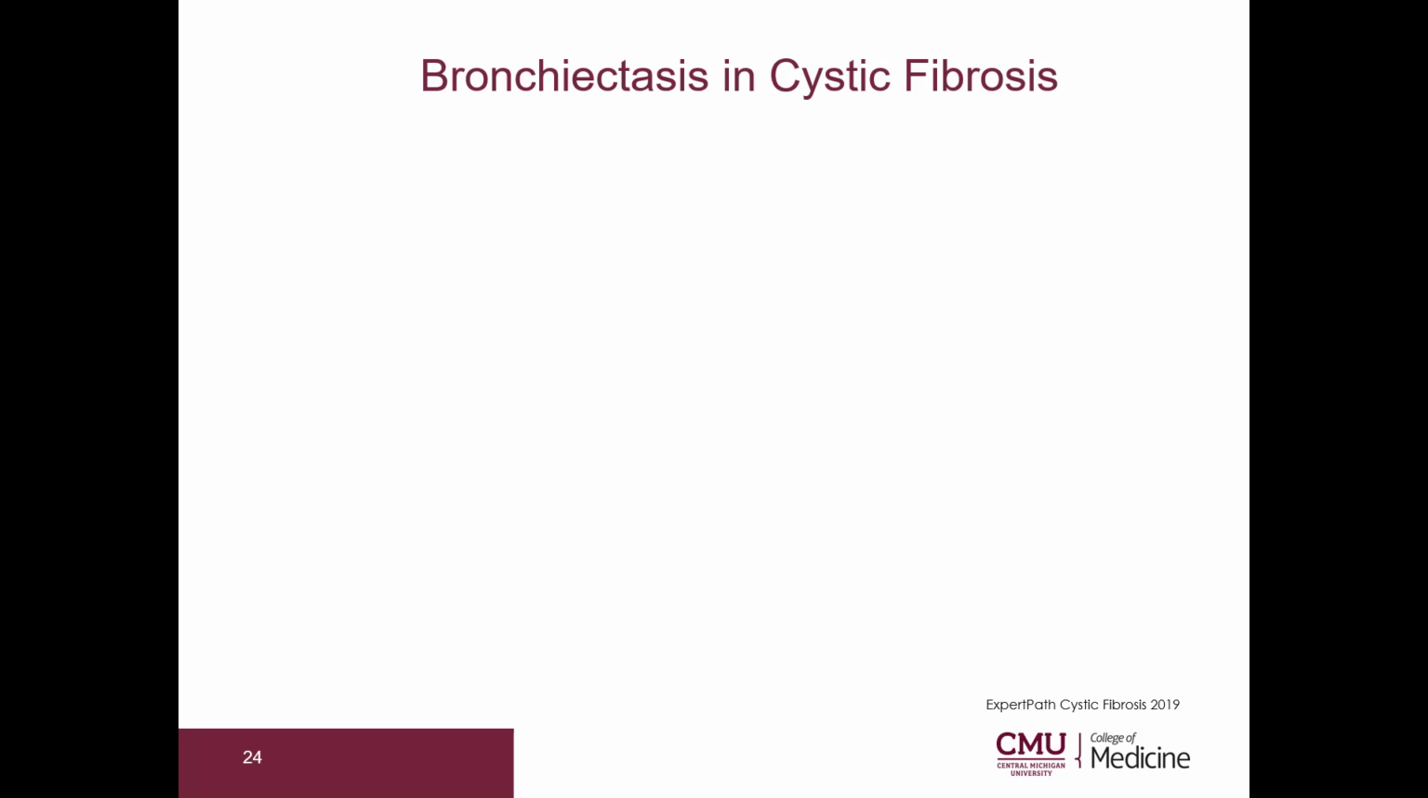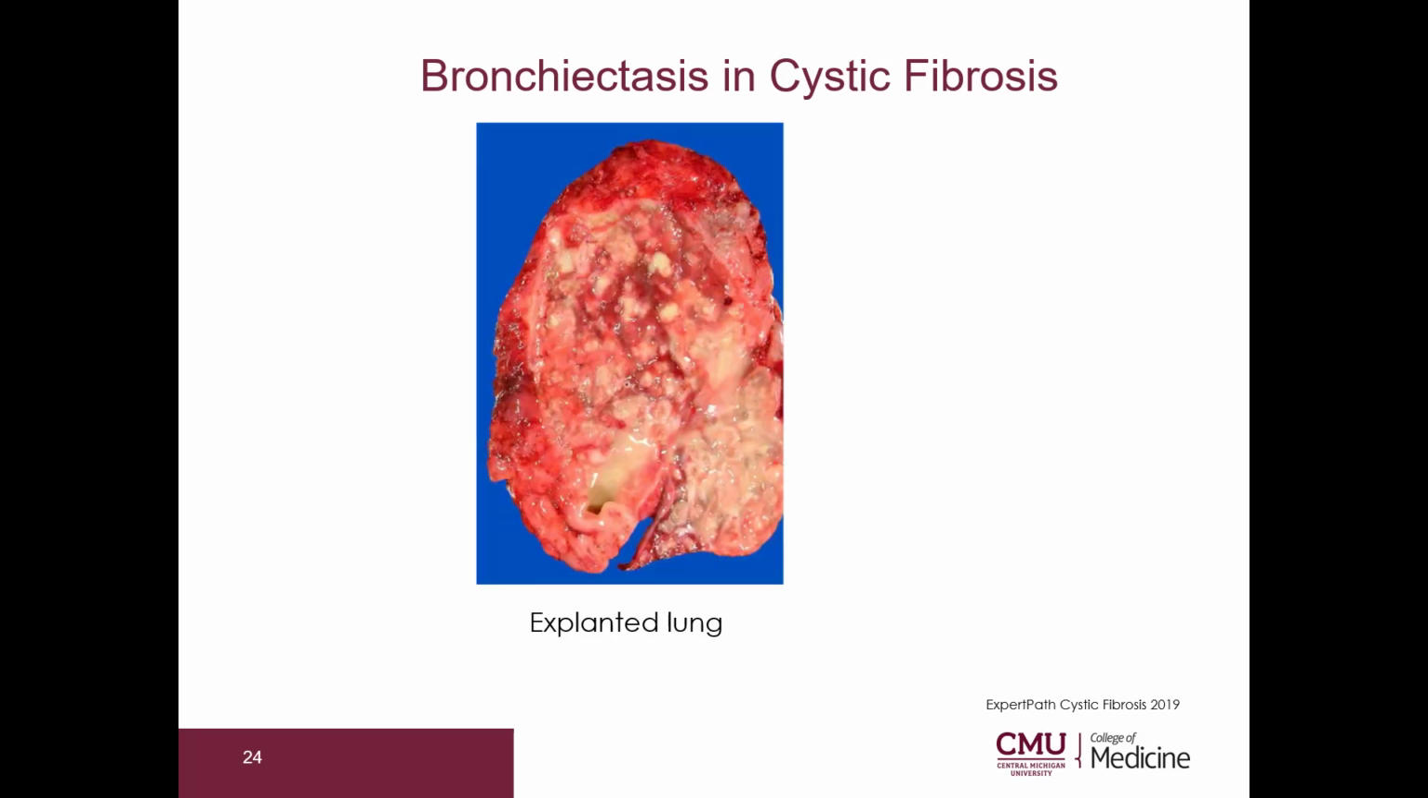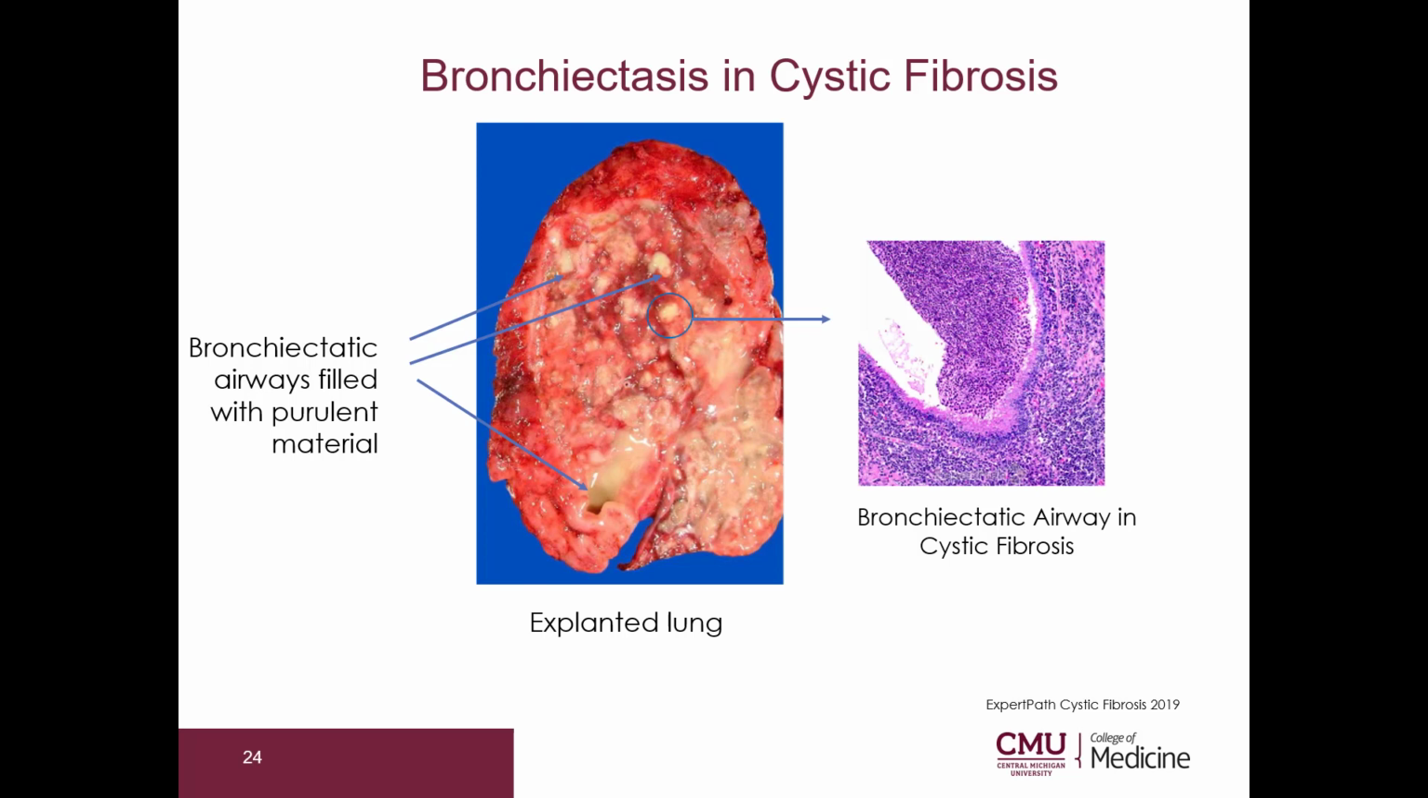I want to discuss the pathology of cystic fibrosis. Here is an explanted lung which was removed for lung transplantation from a cystic fibrosis patient. Here are the bronchiectatic airways filled with purulent material. Here on the right, I have a photograph demonstrating the purulent material in the lumen. There is also significant submucosal chronic inflammation.